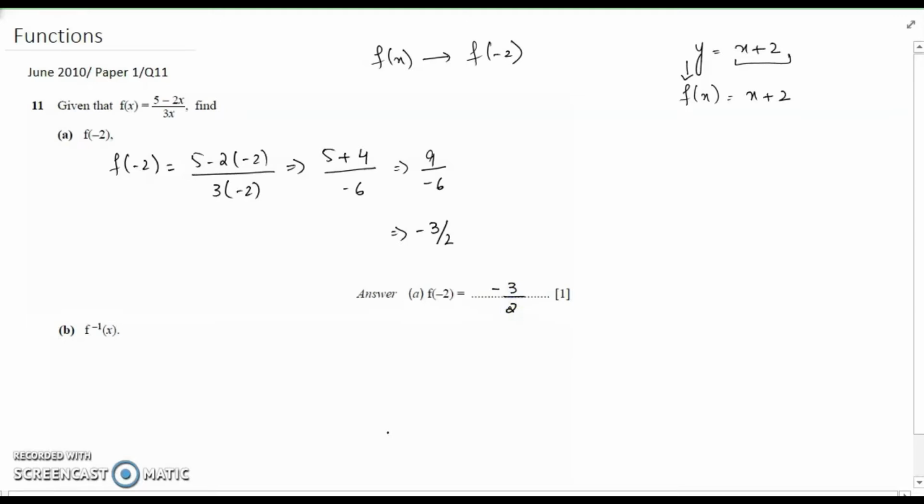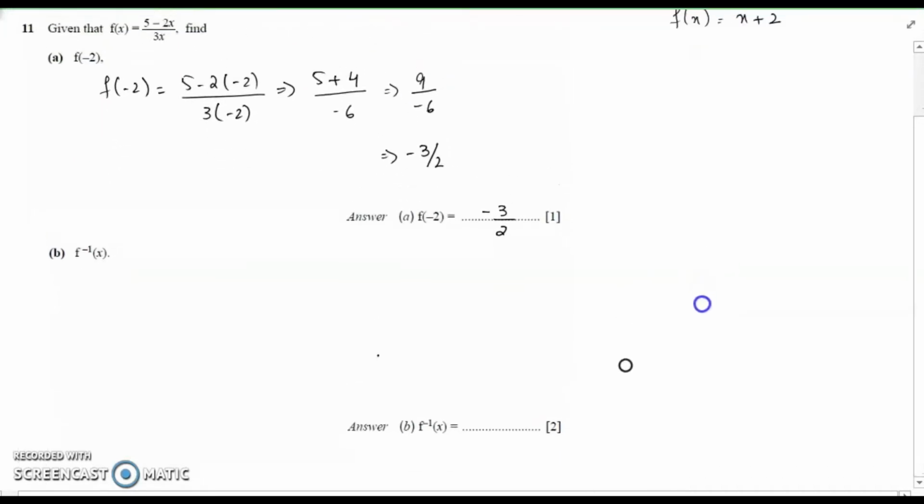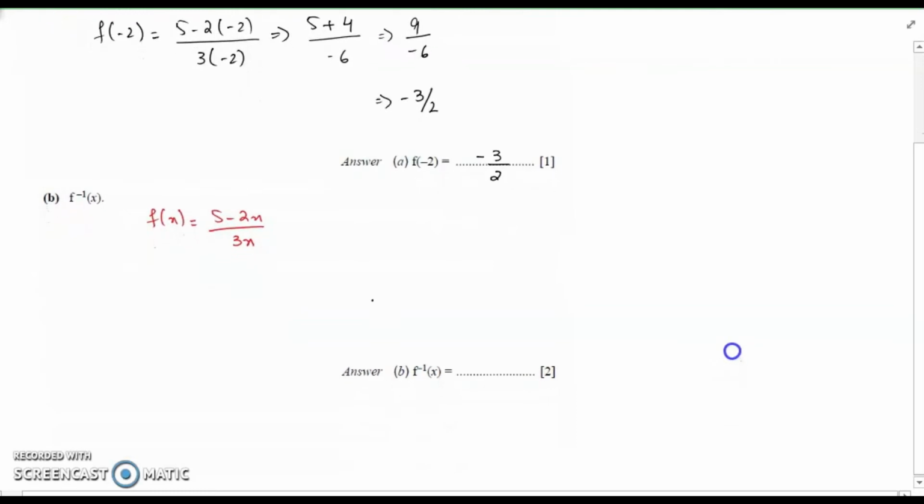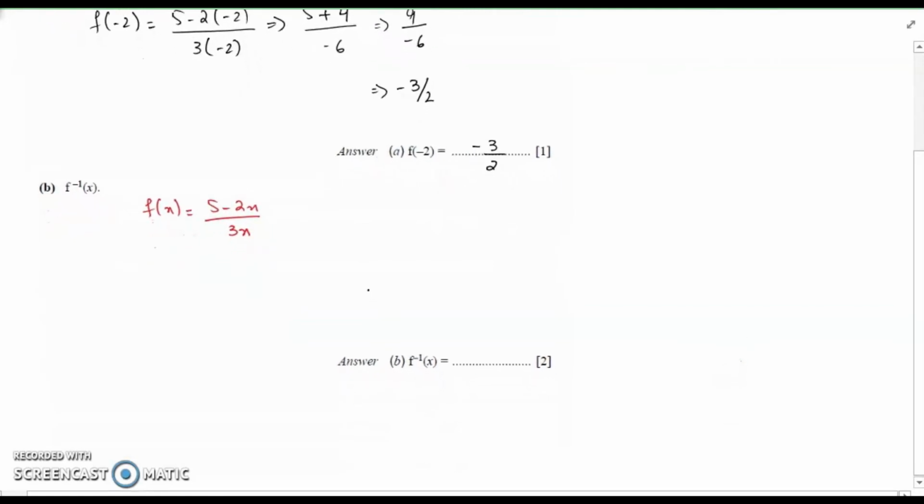Now let's see how we will solve its second part. In the second part they are saying find f inverse of x. To find the inverse of a function, do remember 4 steps. If you just remember these 4 steps, it will be easy to find the inverse of a function. So here the function is f of x is equal to (5 minus 2x) upon 3x. Now let's discuss the 4 steps of the inverse of a function.